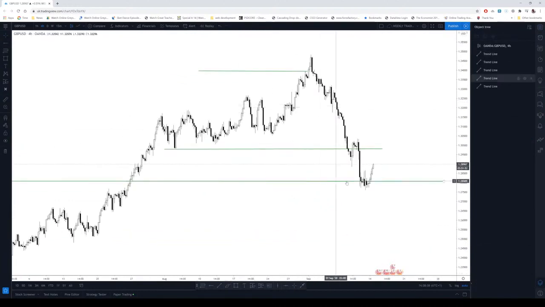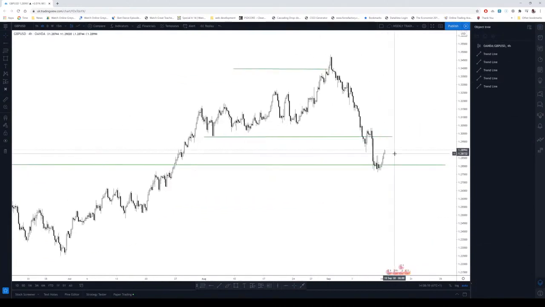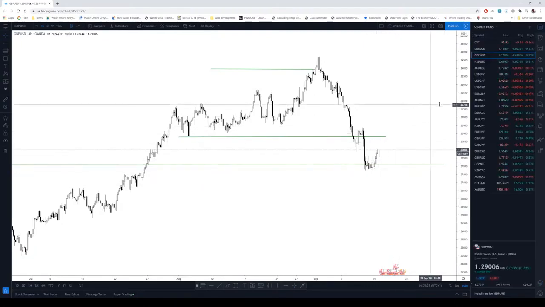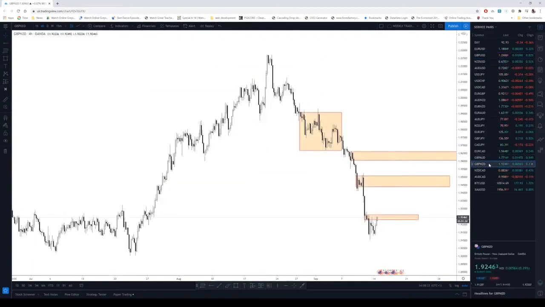Pound, let's remove all this. Okay, so pound, we did have a level in here that we called, and we were looking for a bounce, but not actually on this one. We didn't buy this one. We used this bounce on a possible trade idea on this pair on Friday.